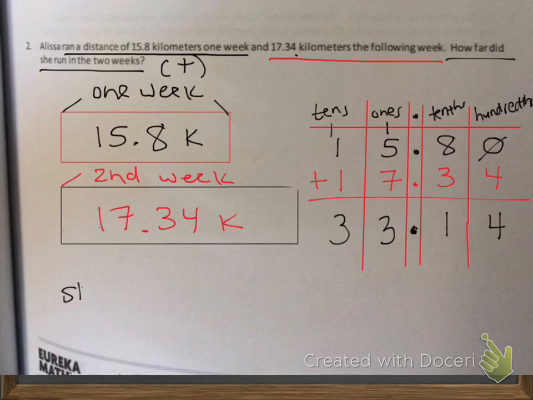All right, here's my statement. She ran 33 and 14 hundredths kilometers in 2 weeks. All right, and there we go. That is the answer for this word problem. Great job. We did a lot here. We worked on the tape diagrams. We put down the information. We used our place value chart to help us add in the hundredths, the tenths, and the ones in the tens place. Great job today.